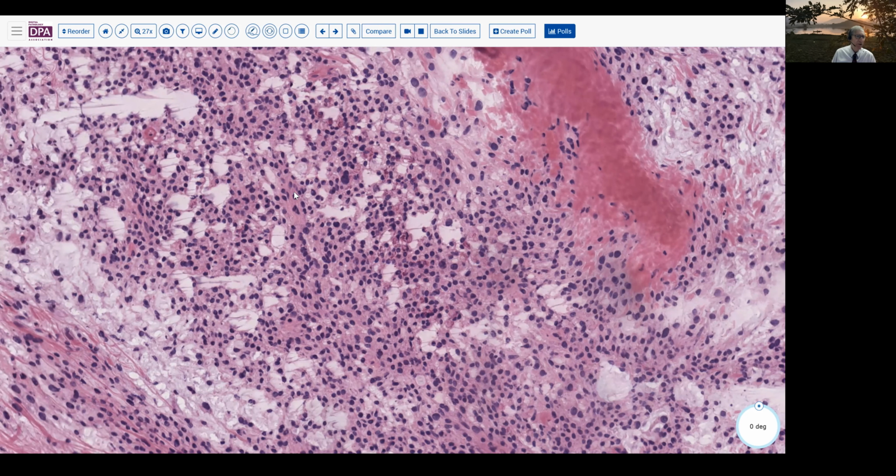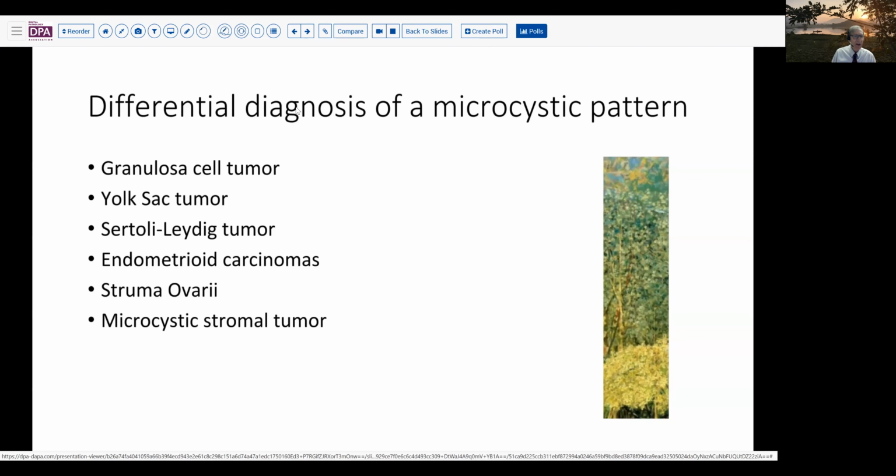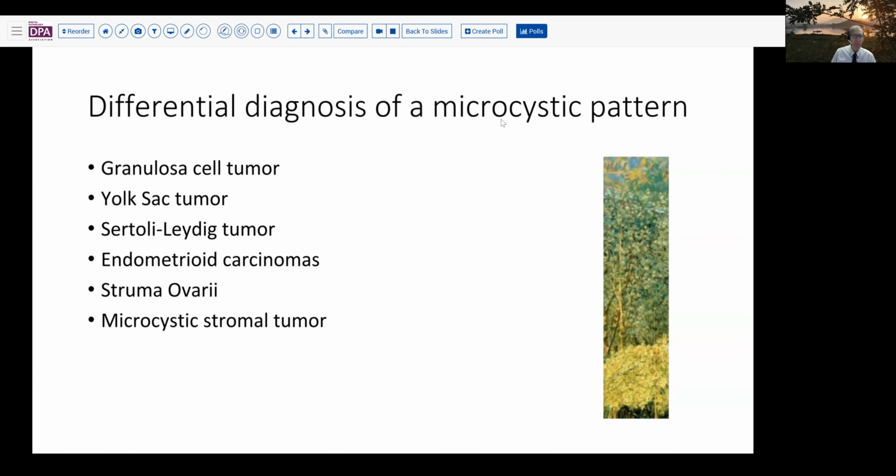So with that information, the surgeon was able to provide some additional staging biopsies, and we awaited the permanent sections. So what should we be thinking of with a tumor that has a microcystic pattern like this one did? Well, certainly granulosa cell tumors, both adult and juvenile, can have cystic patterns, sometimes a microcystic appearance, although usually these are more large follicle type tumors. And they usually have more abundant cytoplasm, especially the juvenile variety.